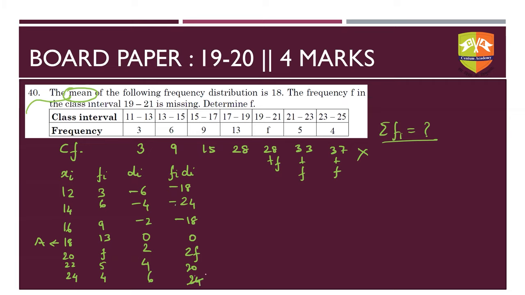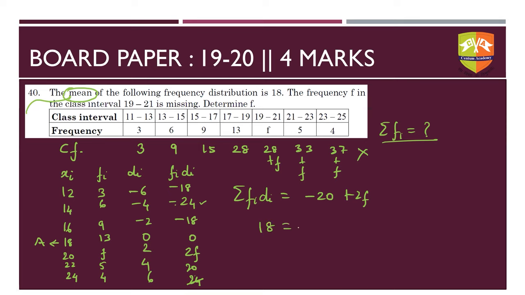So summation FI DI is how much? 24 and 24 will go. So 0. 20 and minus 18 is 2, and then minus 18 more, minus 20 is left. Once again, 24, 24 goes, 20 and minus 18 is minus 2, minus 2 and minus 18 is minus 20, plus 2F. Right? Now what is mean?